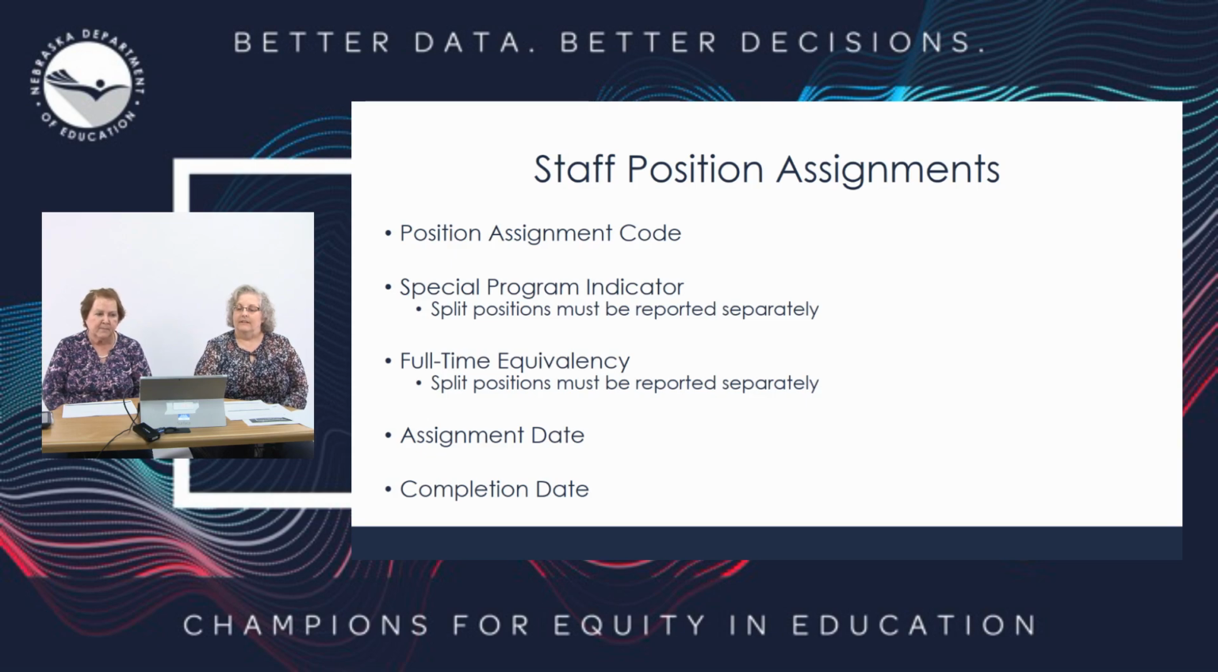An example of a special program indicator would be for special ed IDEA: you would use an I for the school age portion, an S for the school age state funded, and a 7 for the early childhood. Those are just some examples.